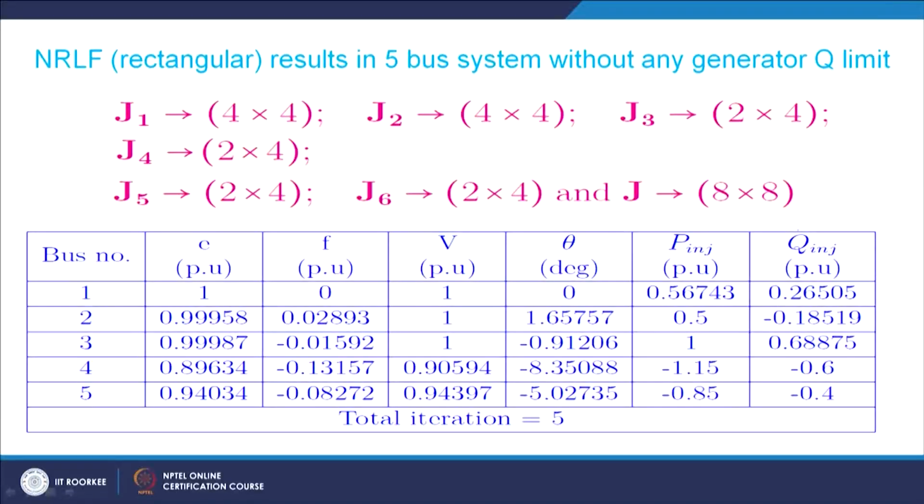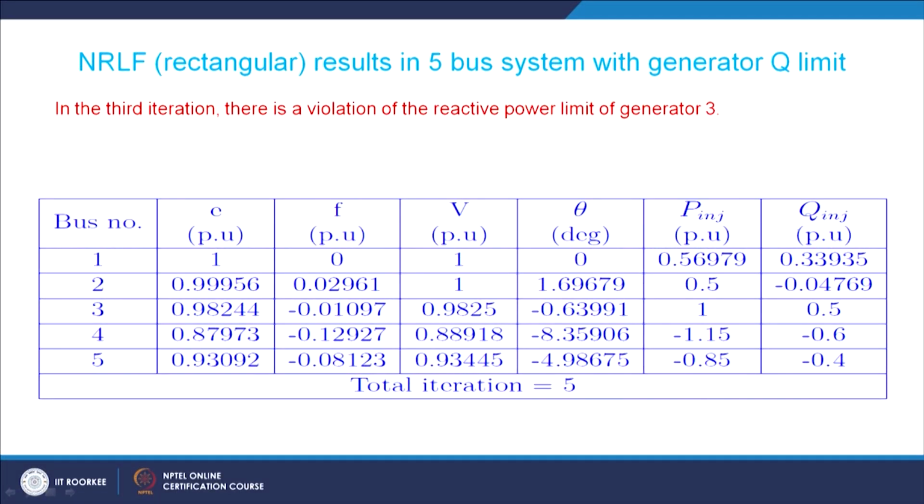As we have already said, for this 5-bus system, the generator reactive power limit for generator 3 was taken to be 0.5 per unit. If you look at this, earlier it was generating 0.68 per unit, but now it is limited to 0.5 per unit. Because it is being limited to 0.5 per unit, its voltage is not able to be maintained at 1 per unit, it has now become less. Here also the total iteration is 5, which is pretty less as compared to GSLF.